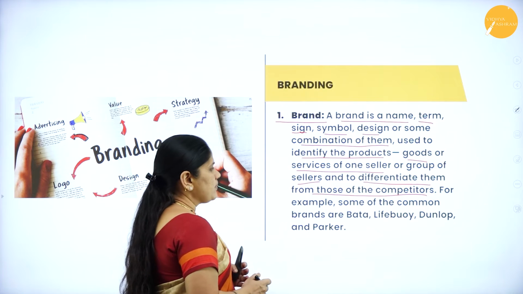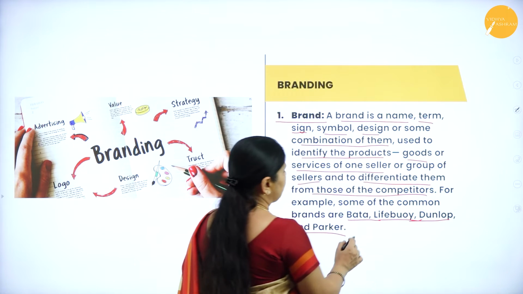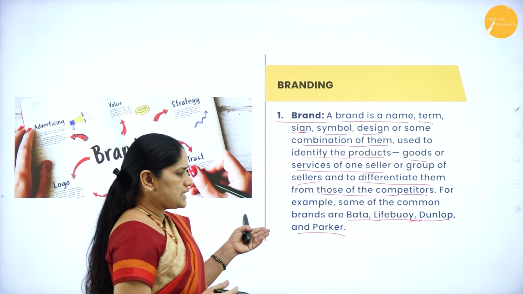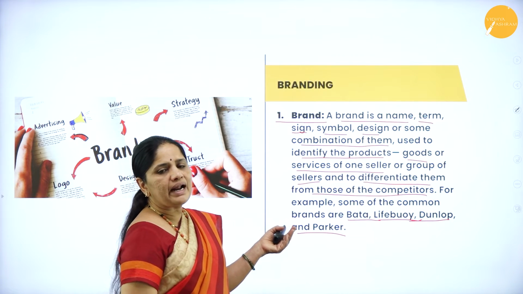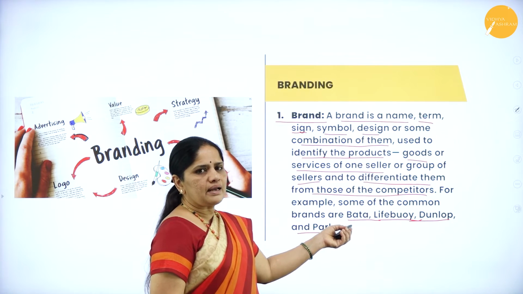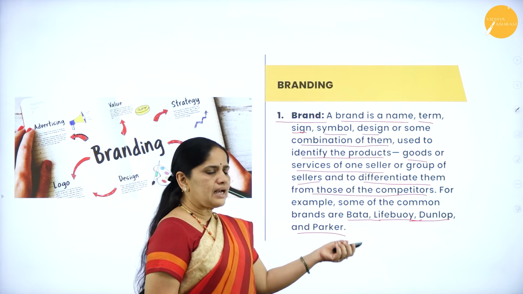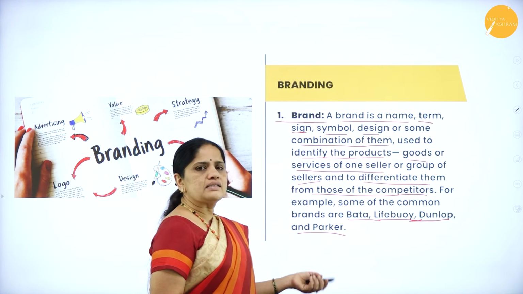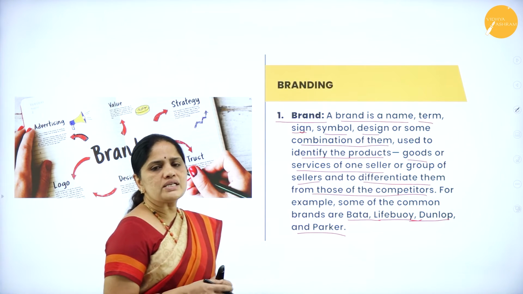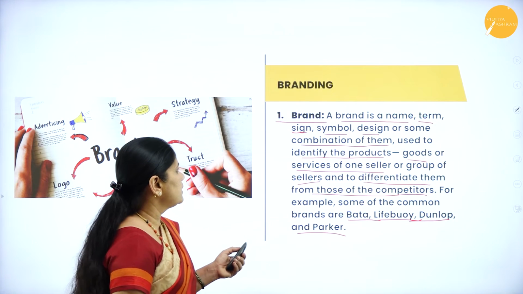For example, some of the common brands are Bata, Lifebuoy, Dunlop, and Parker. With the help of the brand, you can recognize the product. For example, Bata represents footwear. Lifebuoy means soap. Dunlop is tires. Parker is the pen. As soon as you see the brand, you can identify the products associated with it.